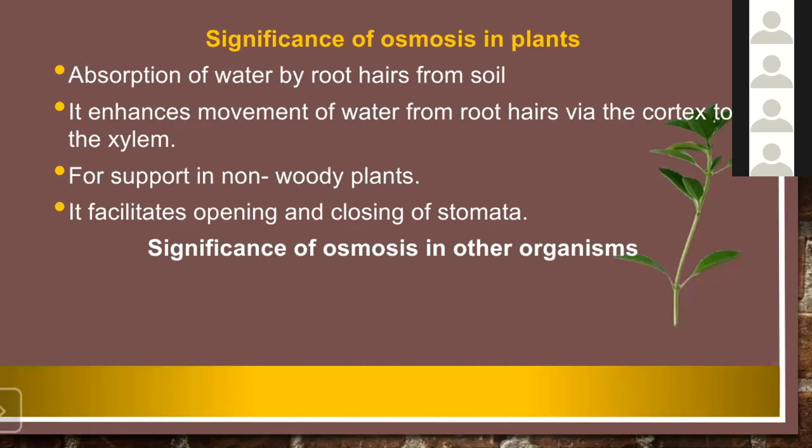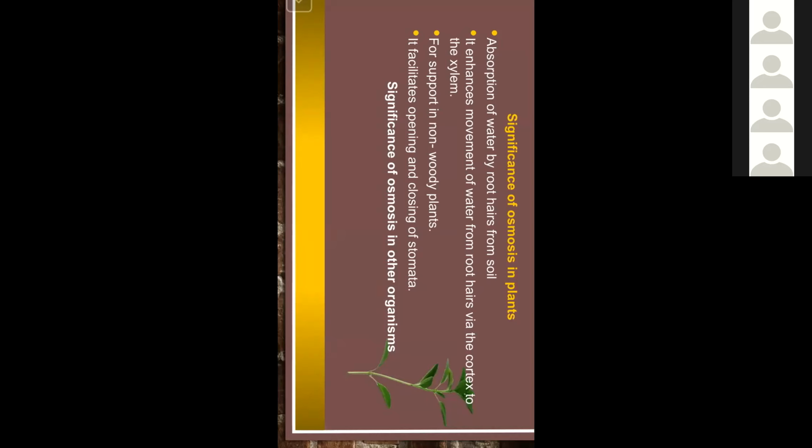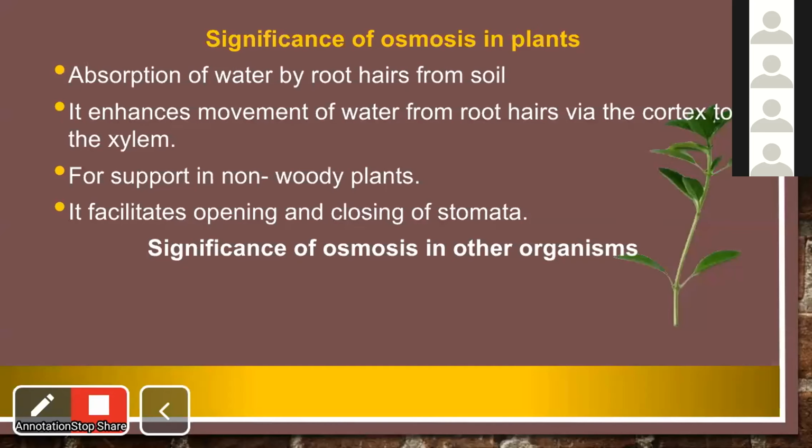So I was saying the movement of water molecules from the root hairs through the plant into the atmosphere eventually involves the process of osmosis. It therefore means there must be a concentration difference between the salts in the root hair compared to the soil, so that it enhances uptake of water. Then there is movement of water from the root hairs across the cortex into the xylem, which again also involves the process of osmosis. So you remember that it is important in that movement.